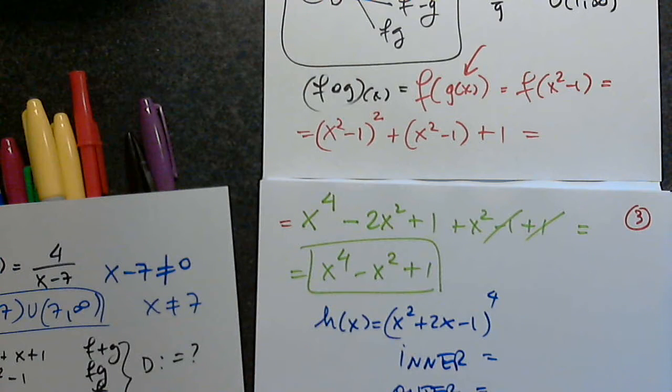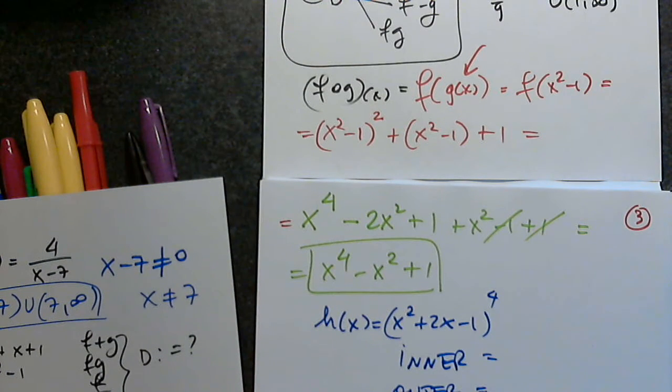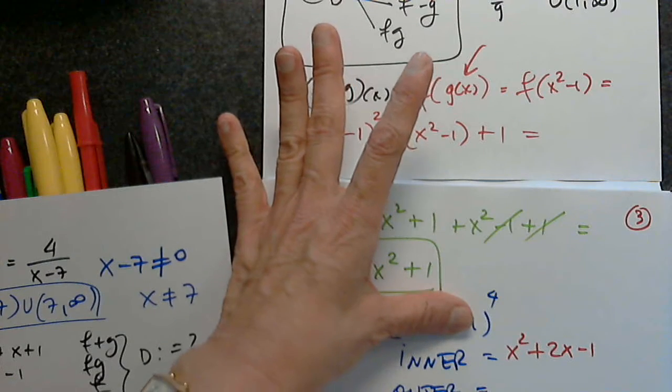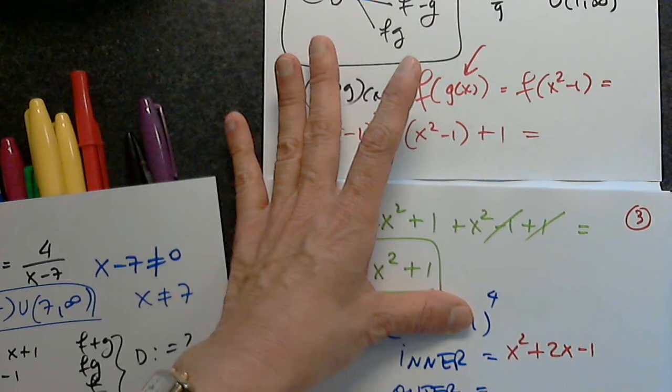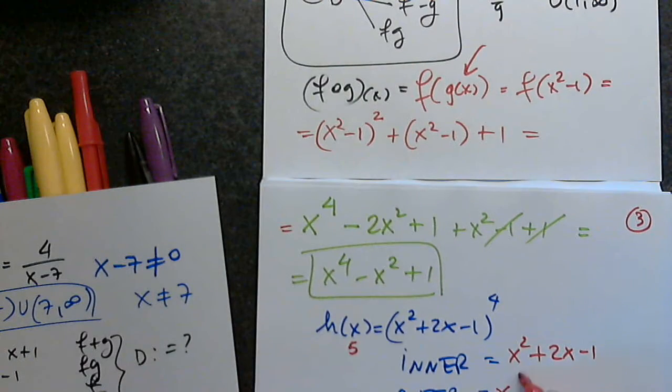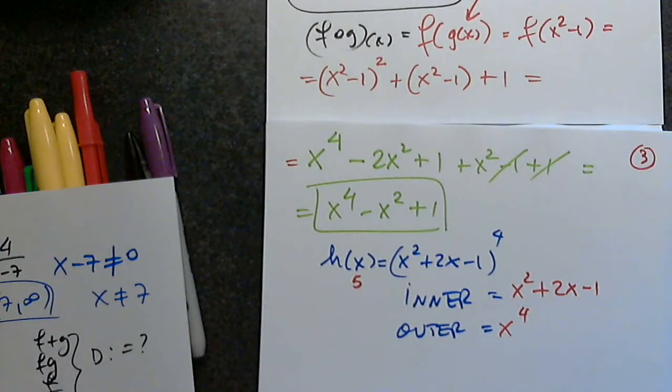What will be the inner? The function that I will evaluate first. If I want to evaluate h, let's say at 5, which function will I evaluate first? It's the inner, which is? Exactly. Very good. Exactly what's inside the parentheses. Once I plug in 5, this becomes a number. A simple, plain number. Now, which function do I apply to this number? Yes, x to the 4th. So the inner is x squared plus 2x minus 1, and the outer is x to the 4th.